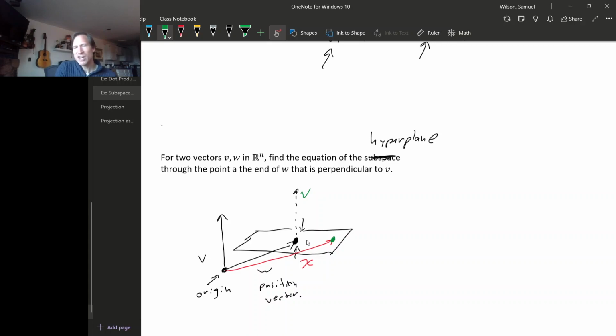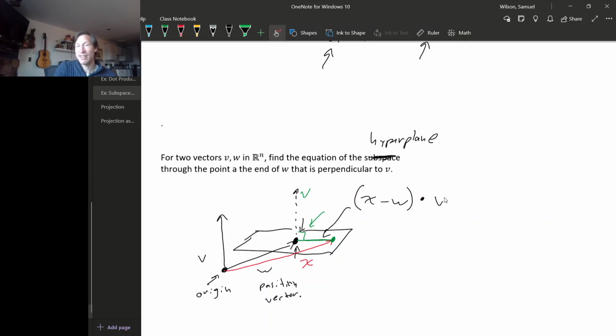So what we need to check is perpendicular to v is this vector here. That's the vector that should be perpendicular to v if we're on this hyperplane. And you can see that this green vector here is actually just x minus w. We can tell it's x minus w because if you add w to this green vector, you get x. So the green vector must be x minus w. So we want to know if x minus w is perpendicular to v.